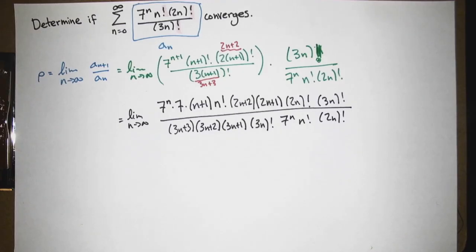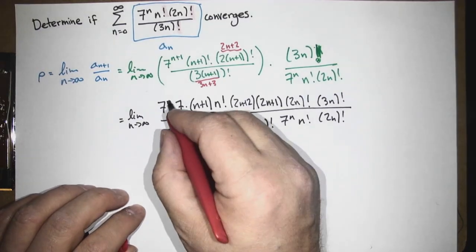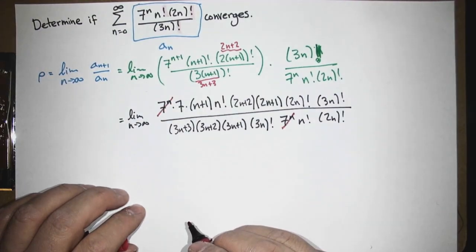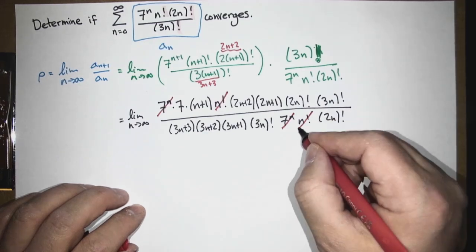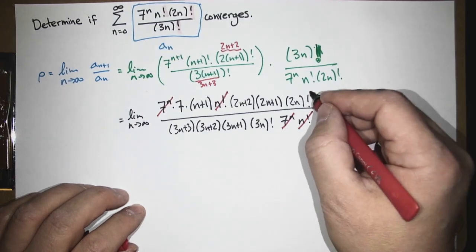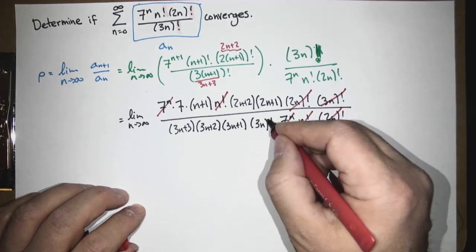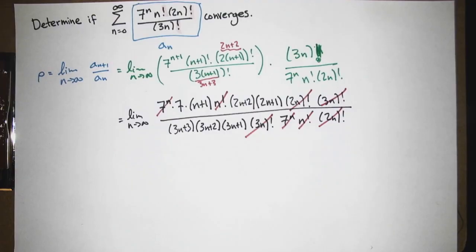And now, of course, the satisfying part. We get to start crossing things off. So what goes away? 7 to the n factorial, 2n factorial, and 3n factorial. That's a lot of things. Nice. We like it when we get lots of cancellations.